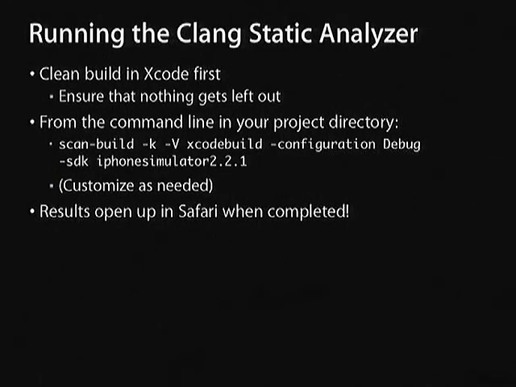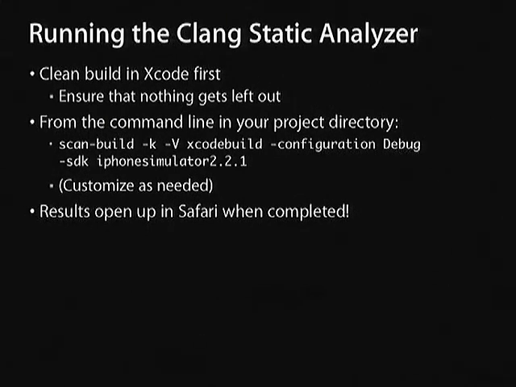And then from there, you just append your standard build command. Whenever you're building from Xcode, within the Xcode app, there's an equivalent way to build from the command line. So if I wanted to build my project, I'm within my project directory. I could type xcodebuild, specify the configuration. Let's say we want the debug configuration. And I can specify the SDK version. Here, we're going to use iPhone Simulator 2.2.1.